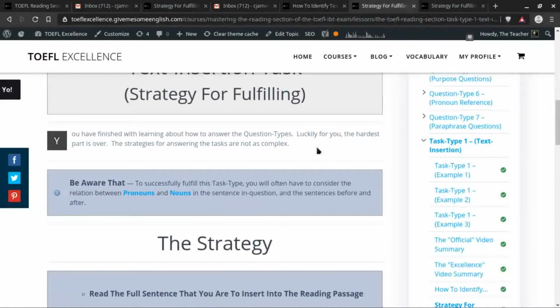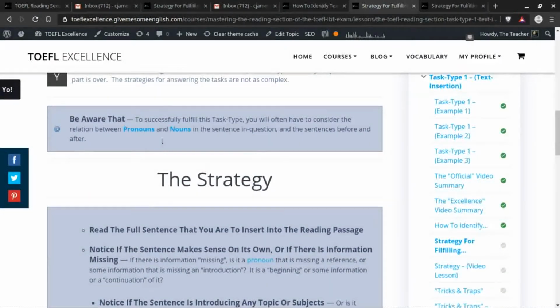So let's get into the strategy. Now, first of all, you have to be aware that you will need to be able to comprehend how pronouns are related to nouns and noun phrases. It won't be for every single task that you get of this type, but that's the most common way that you identify this task type.